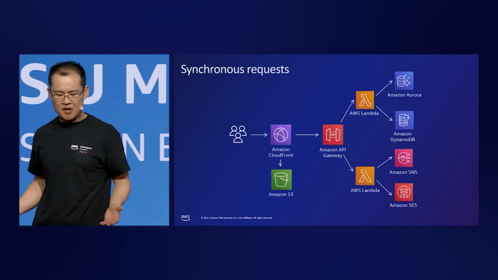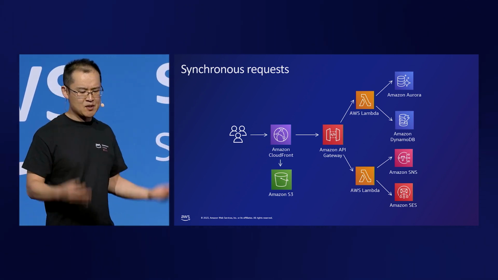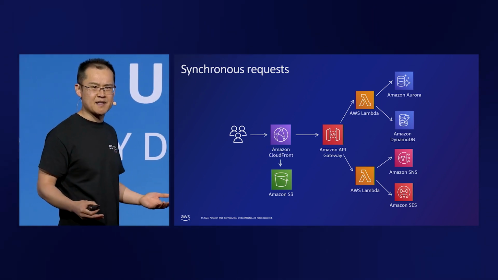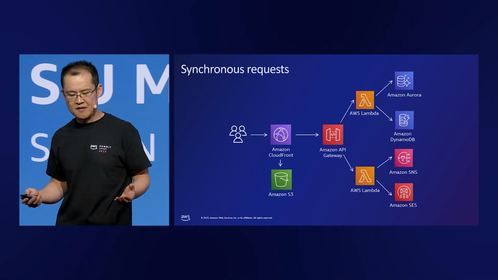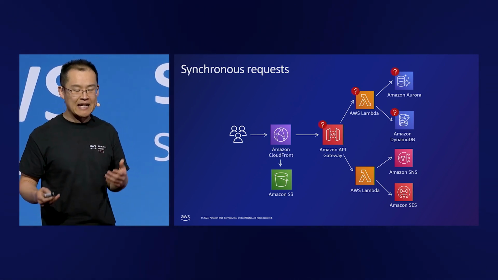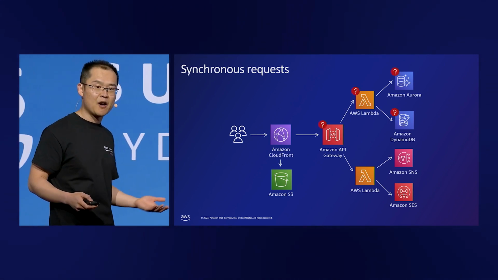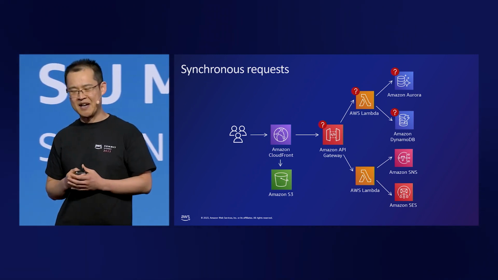Let's start with the most common synchronous requests. Synchronous requests are for business transactions that your application users expect instant responses. In our initial architecture, synchronous requests are built on top of Amazon API Gateway, AWS Lambda, Amazon Aurora, and Amazon DynamoDB. Let's start by looking at Amazon API Gateway.